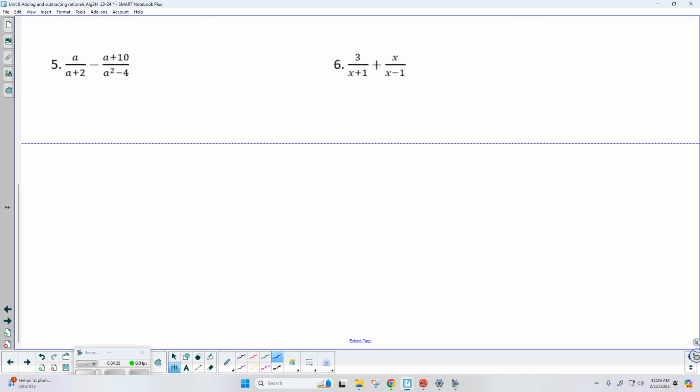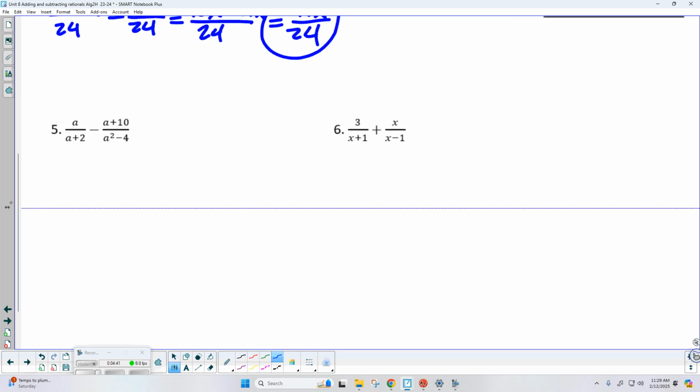Okay, so number 6. Now we got 3 over x plus 1, and then we got x over x minus 1. Okay, now these are 2 completely different groups. So x plus 1, x minus 1, I can't factor them. So I'm going to take the first group, x plus 1. I'm going to move over to the next one. I'm only going to take something if I need it.